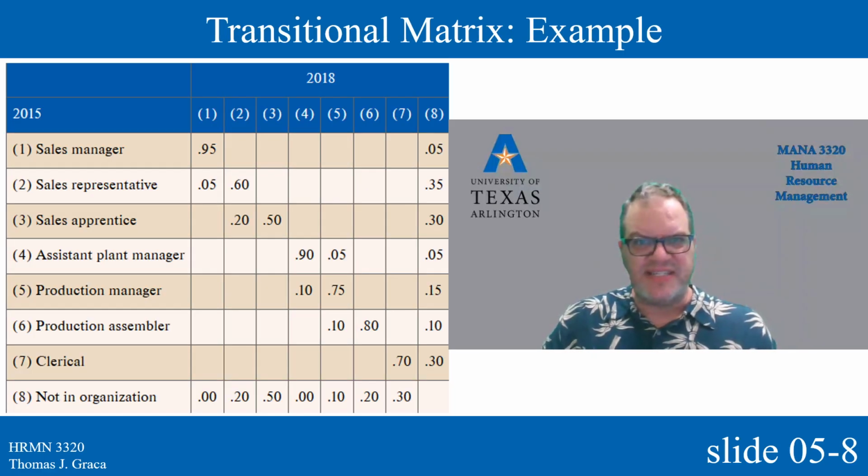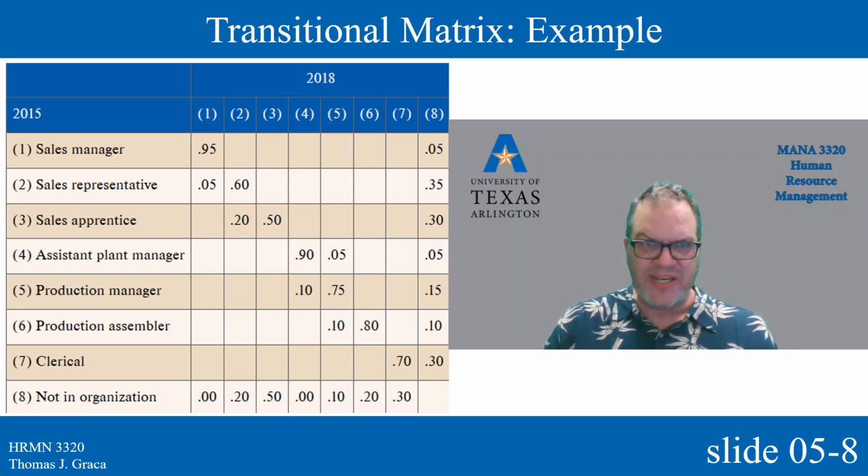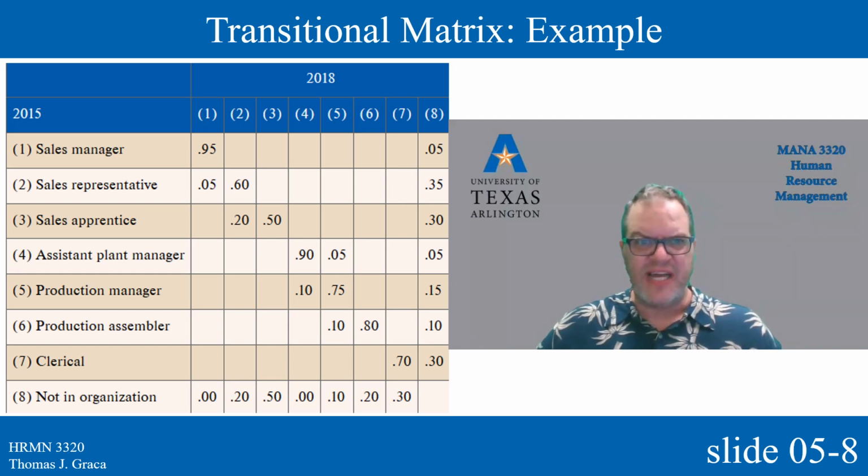So this is just a sample transitional matrix chart, and here's how you go about reading it. This particular one compares how individuals changed in our labor force from 2015 to 2018. So it looks at a 3-year period. If you look at the very first line, line 1 are sales managers. Of the individuals who were sales managers in my firm in 2015, when we get to 2018, 95% of them are still sales managers in my firm.